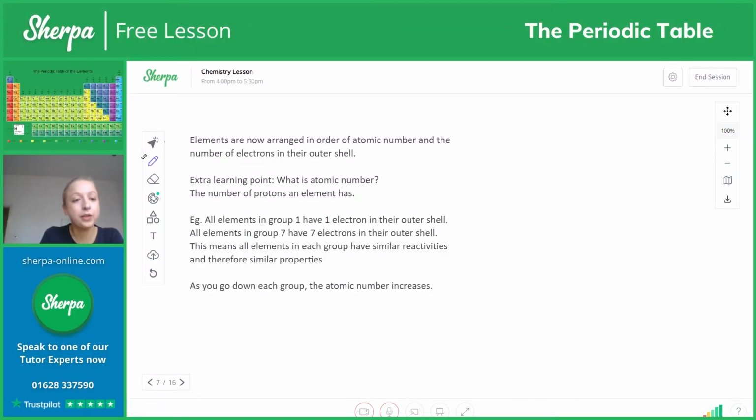So let's read this statement and then we'll refer to the periodic table to understand what I'm on about. All elements in group 1 have 1 electron in their outer shell. All elements in group 7 have 7 electrons in their outer shell. This means that all elements in each group have similar reactivities and therefore similar properties.